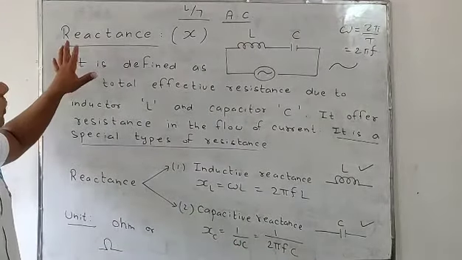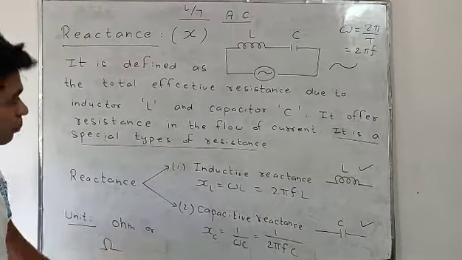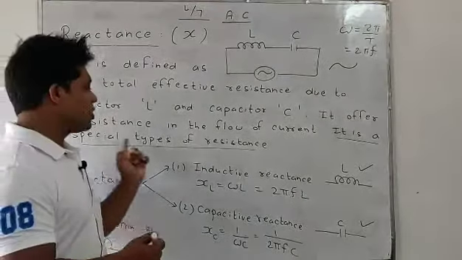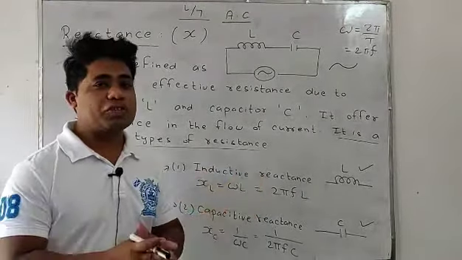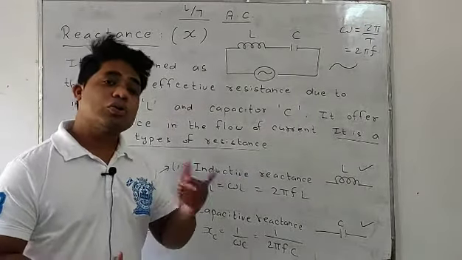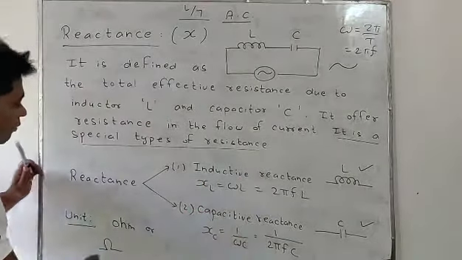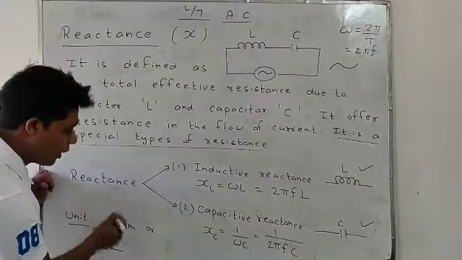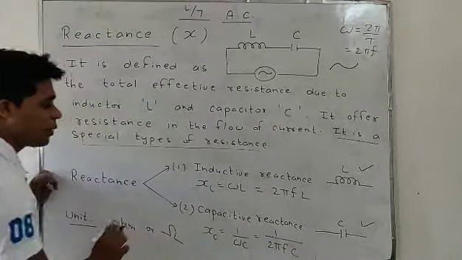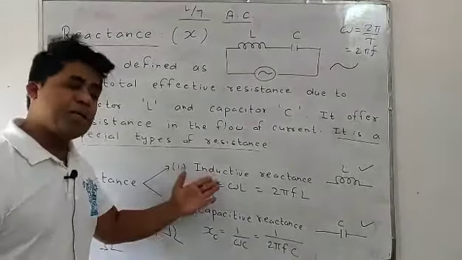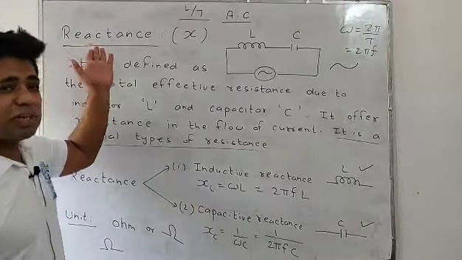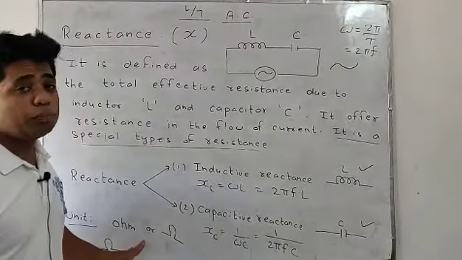Now students, the unit of reactance. Reactance is a special type of resistance which offers resistance in the flow of alternating current, so it has the same unit, the ohm. We can write ohm, or we can use its symbol. So the unit of inductive reactance, capacitive reactance as well as reactance is the ohm.